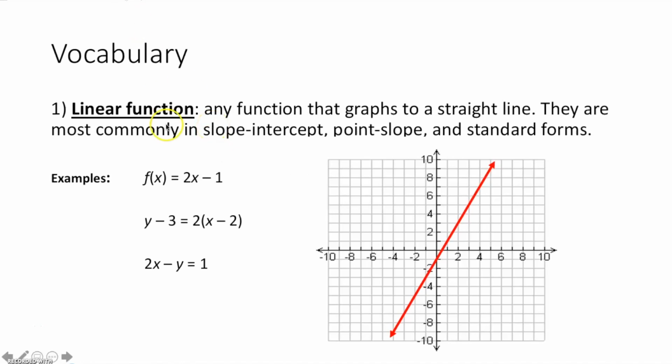First vocabulary term is a linear function. That's any function that graphs to a straight line. They're most commonly in slope-intercept, point-slope, and standard form. So remember slope-intercept, y equals mx plus b. Point-slope, y minus y sub 1 is equal to m times the quantity x minus x sub 1. And then standard form, ax plus by equals c.